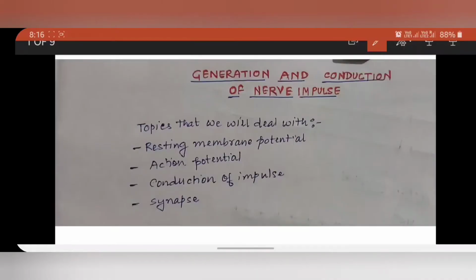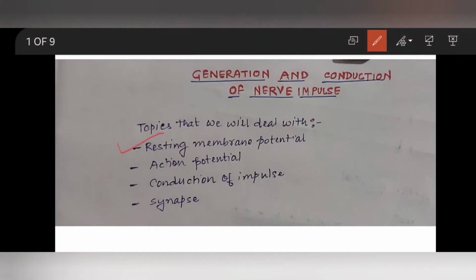We'll be talking about the generation and the conduction of the nerve impulse. The topics that we need to know are the resting membrane potential, the action potential, the conduction of the impulse, and the synapse. Probably we'll be talking about the synapse in the next video. In this video, we'll be clearing the concepts of the above three topics.